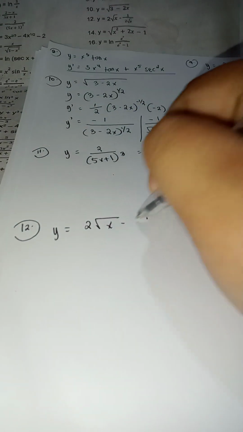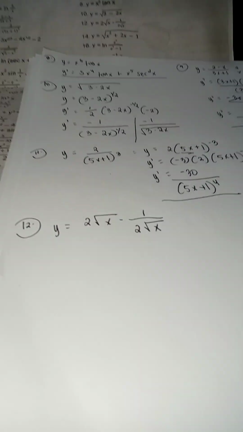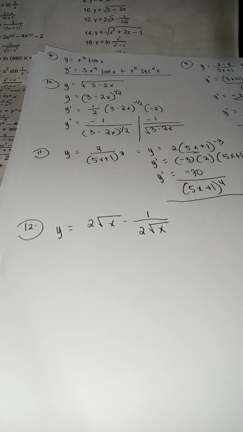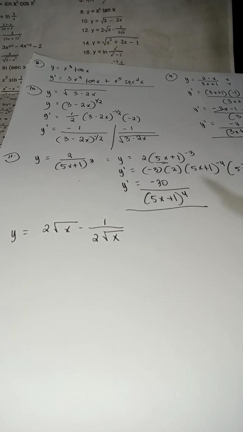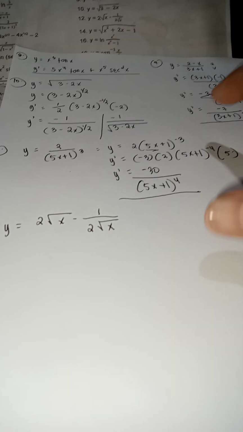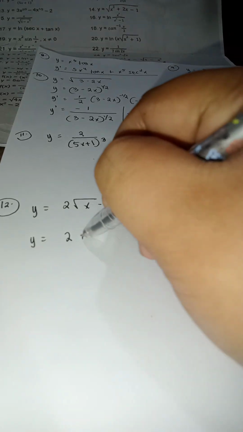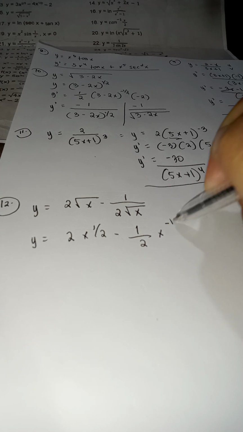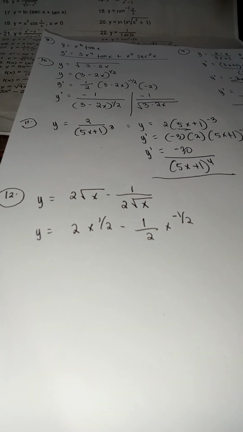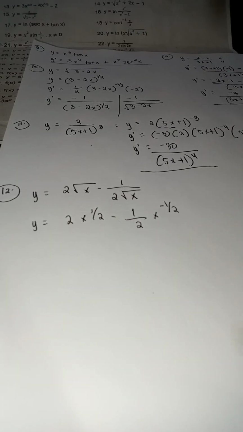So number 12. We have here the next problem. y is equal to 2 square root of x minus 1 over 2 square root of x. So before we apply differentiation, we are going to rewrite with exponents. So y is equal to 2x to the 1 half minus 1 half x to the negative 1 half. Okay, so we are going to differentiate term by term.